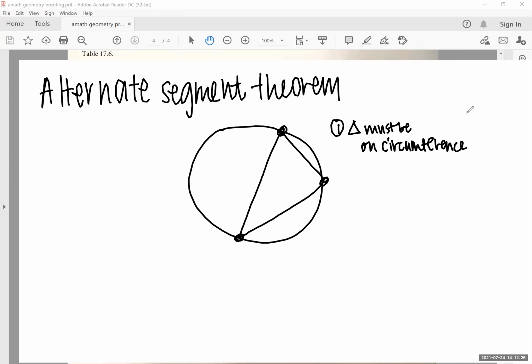Now, the next part is you must have this thing called the tangent. So number 2, you must have a tangent. Then I must wait for Qiyuan because the next part I'm going to say is very important. So when Qiyuan is back, I'll continue.